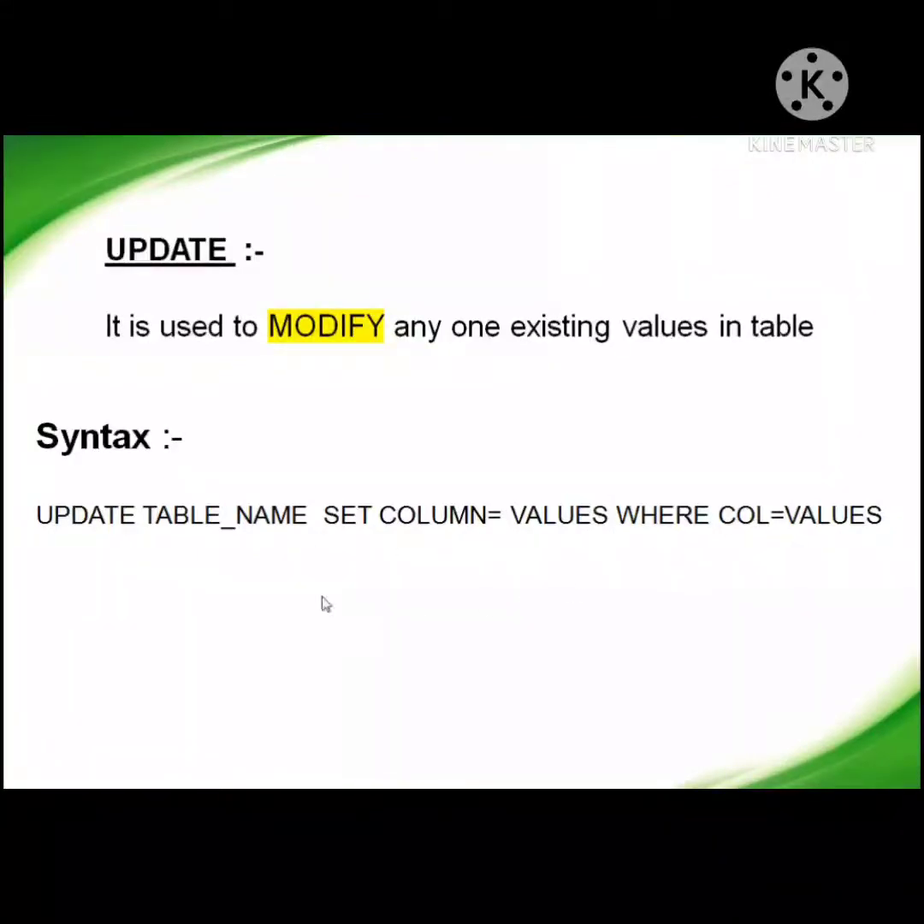Now in the place of table underscore name, you should write the name of the table that you need to modify, and under column equal to values, this is the condition in which the data is going to be modified, and column equal to values is the place where we are going to modify the data. After seeing the example, you will get more clarity.